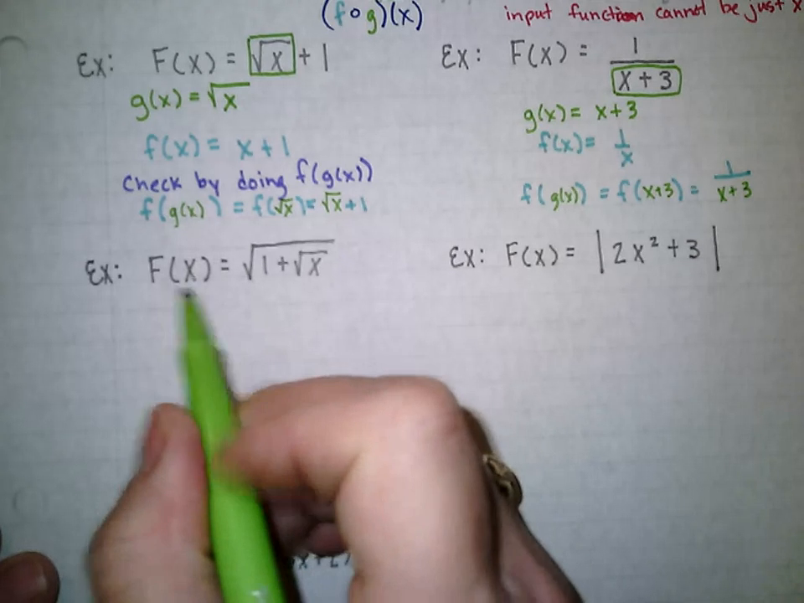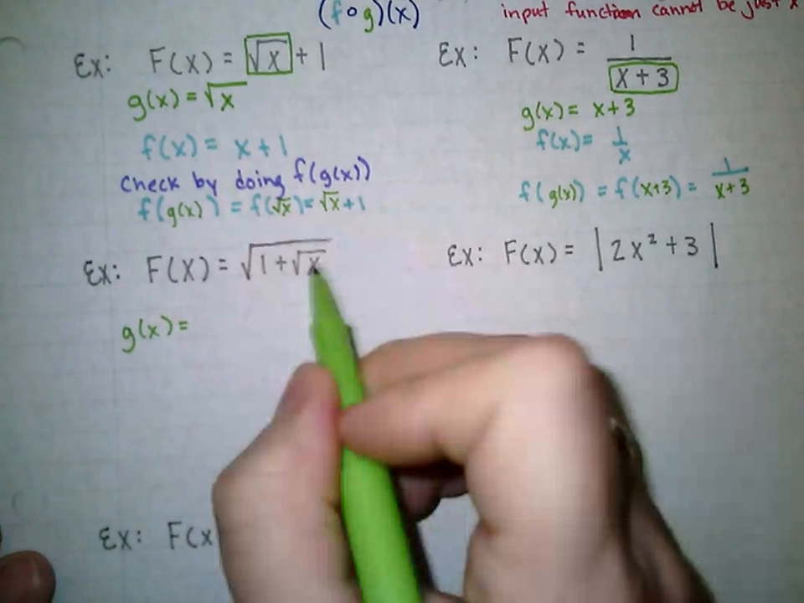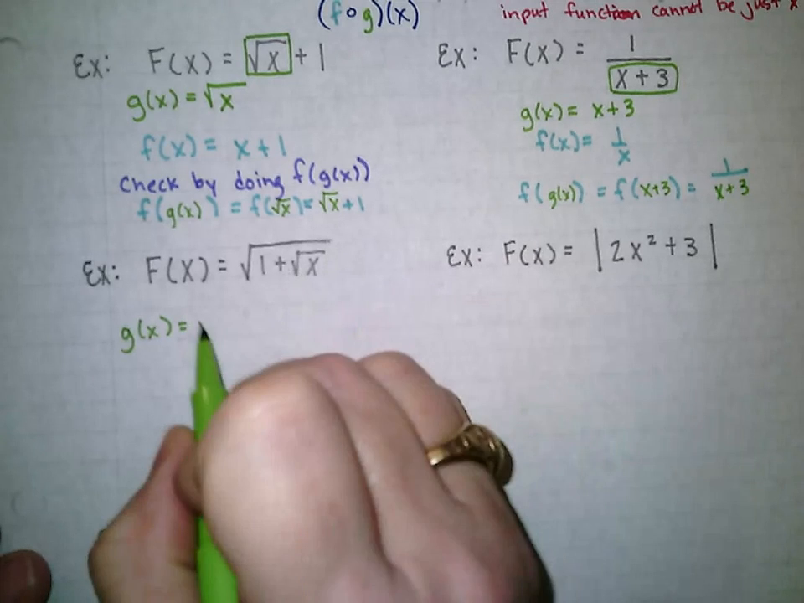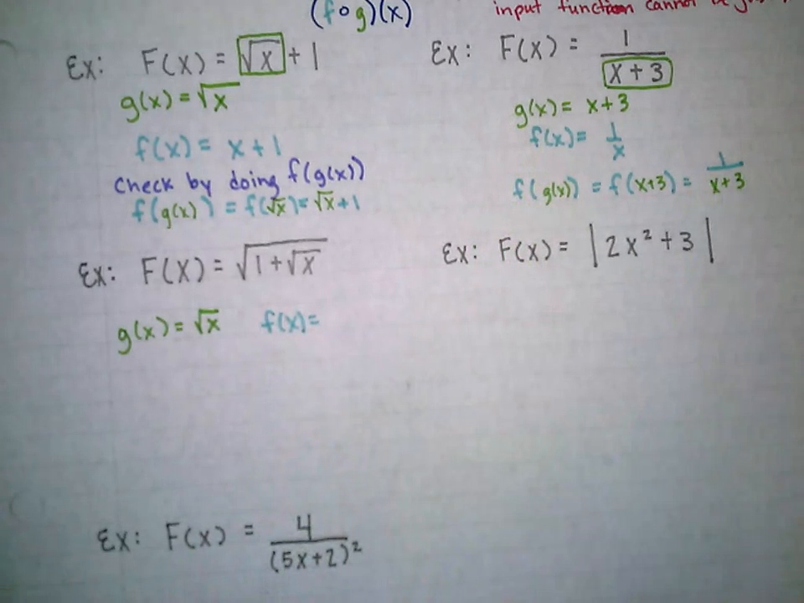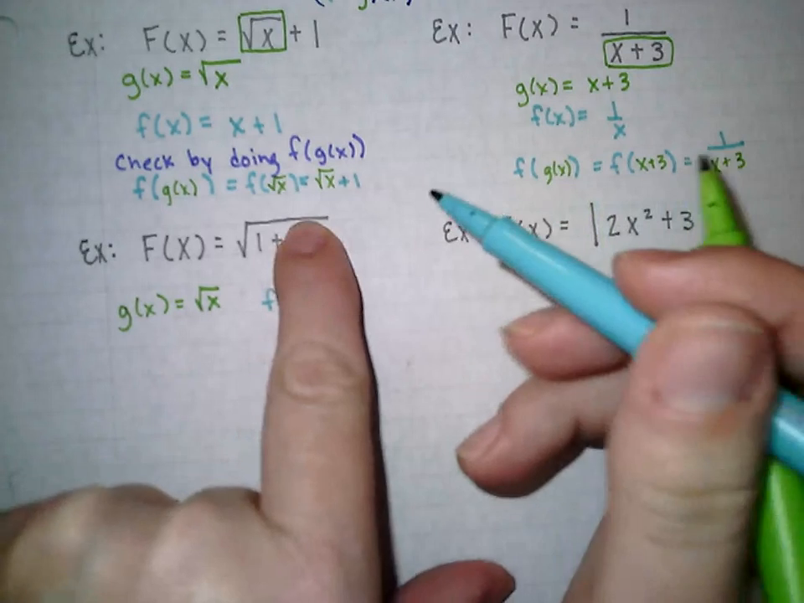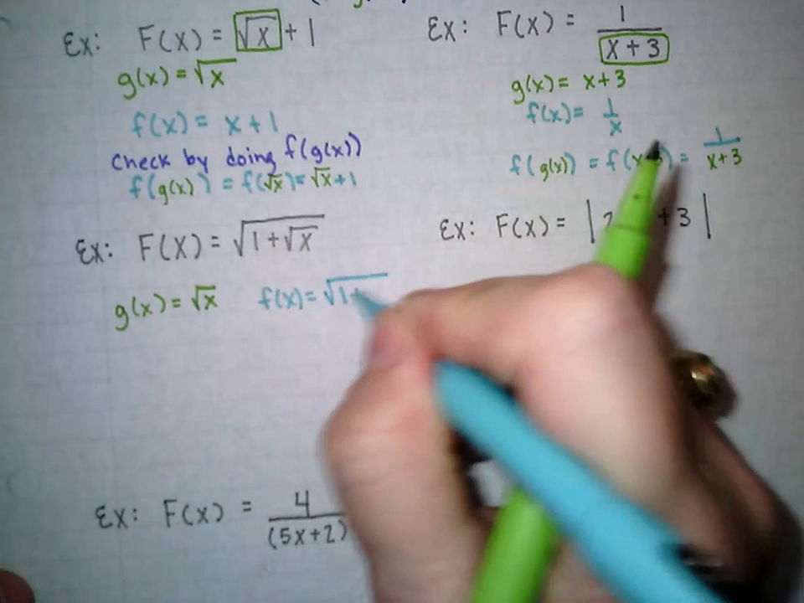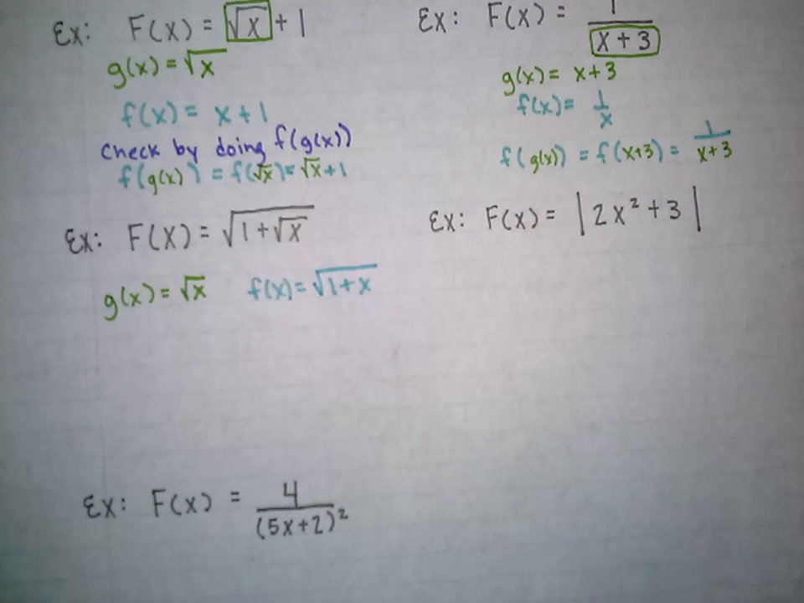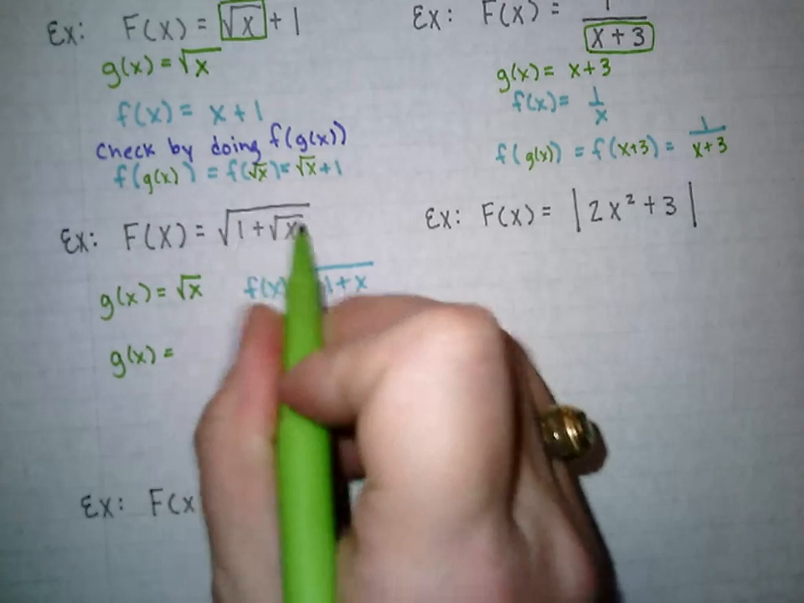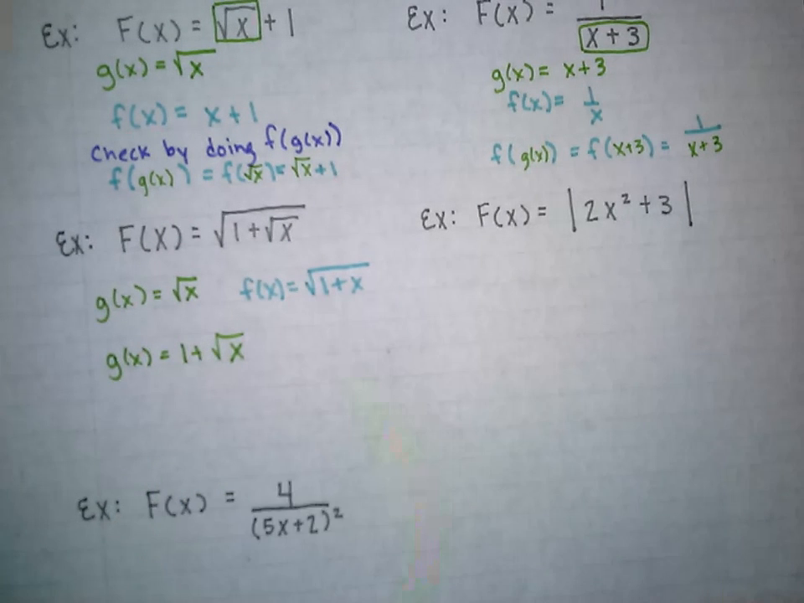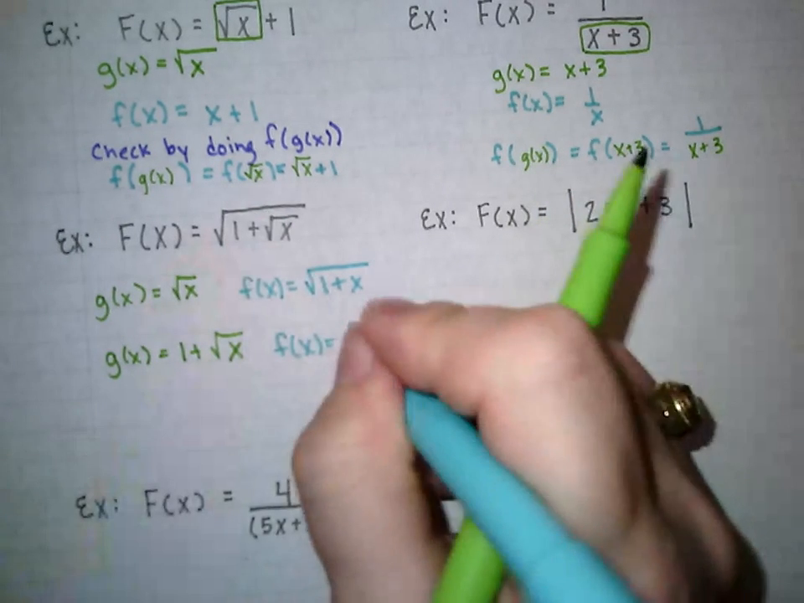Okay, on this problem, if I make my input function kind of similar to the first one I did, if I make my input function square root of x, then my f of x function would be, well, I'm going to take that square root of x out and replace it with an x, so it'd be square root of 1 plus x. But alternatively, I could make my input function the whole radicand here, 1 plus the square root of x, and then f of x would be, I'm taking all of 1 plus square root of x, so f of x would be square root of x.